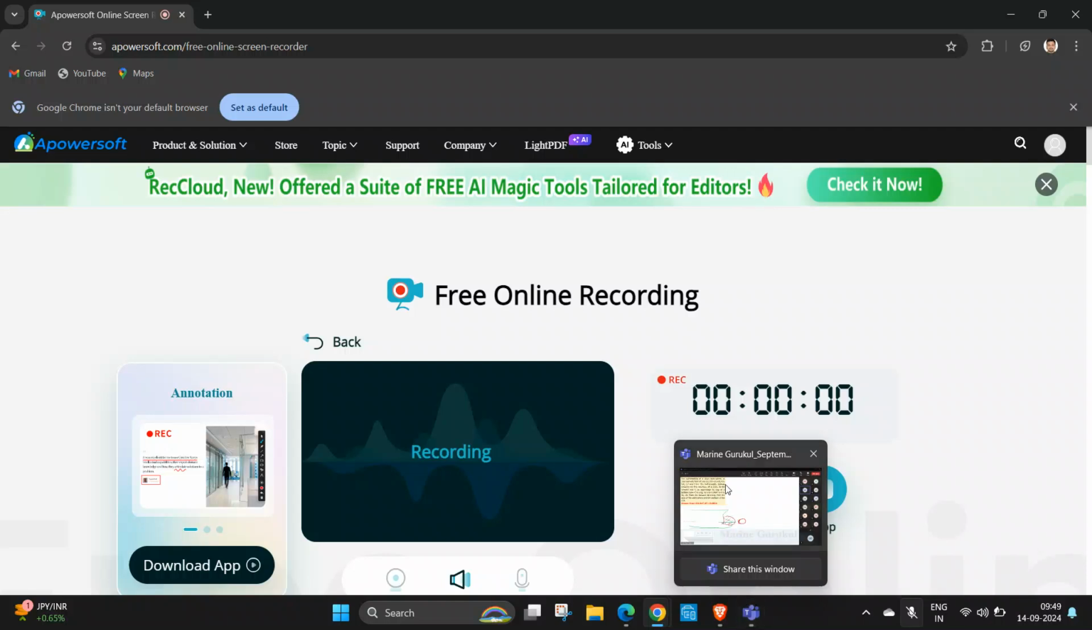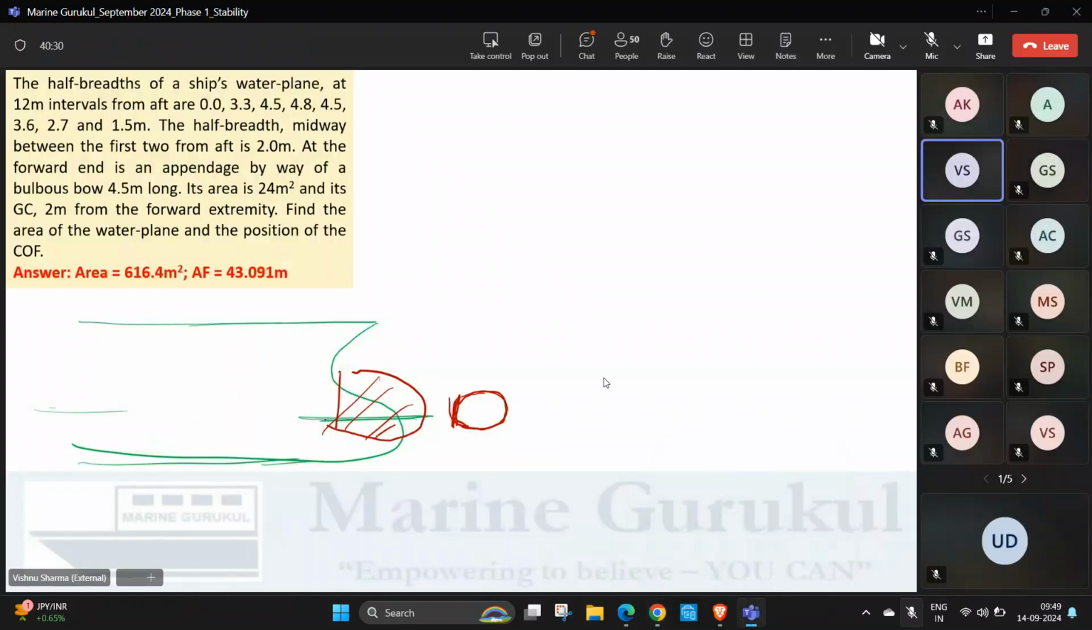This is the appendage when you are at the water surface. Basically, the diagram for this, though I have the digitized diagram also, I want to show it to you here, drawing by hand.